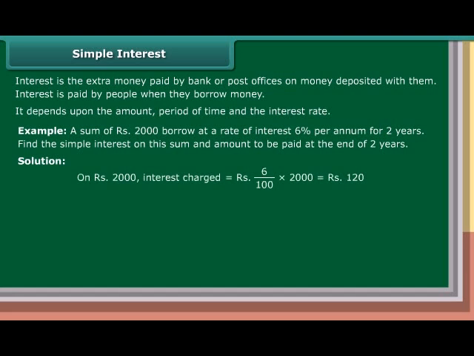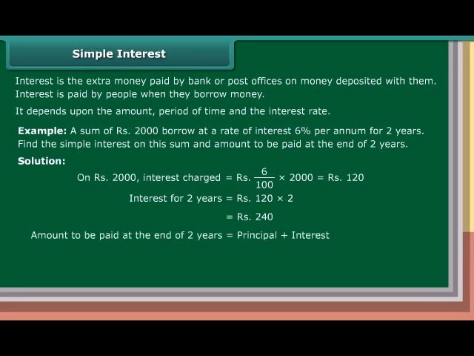Solution: on rupees 2000, interest charged is equal to 6 upon 100 into 2000 is equal to rupees 120. Interest for 2 years is equal to rupees 120 into 2 is equal to rupees 240. Amount to be paid at the end of 2 years is equal to principal plus interest, which is equal to rupees 2000 plus 240 is equal to rupees 2240.